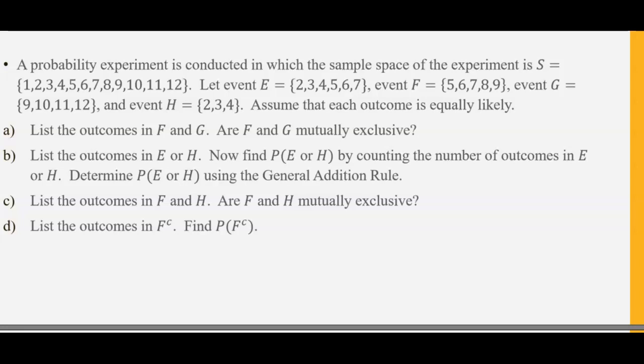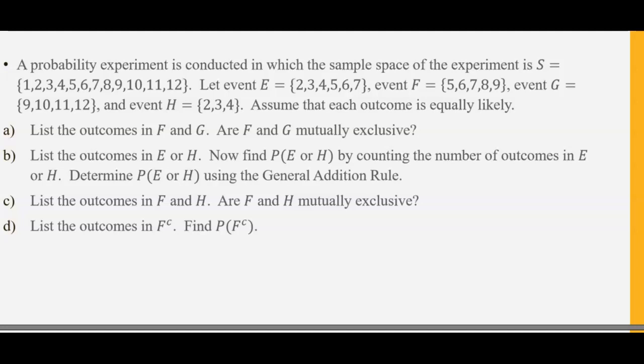A probability experiment is conducted in which the sample space of the experiment is S, which is 1 through 12. Let event E be 2, 3, 4, 5, 6, 7. Event F be 5, 6, 7, 8, 9. Event G be 9, 10, 11, 12. And event H be 2, 3, 4. Assume that each outcome is equally likely.